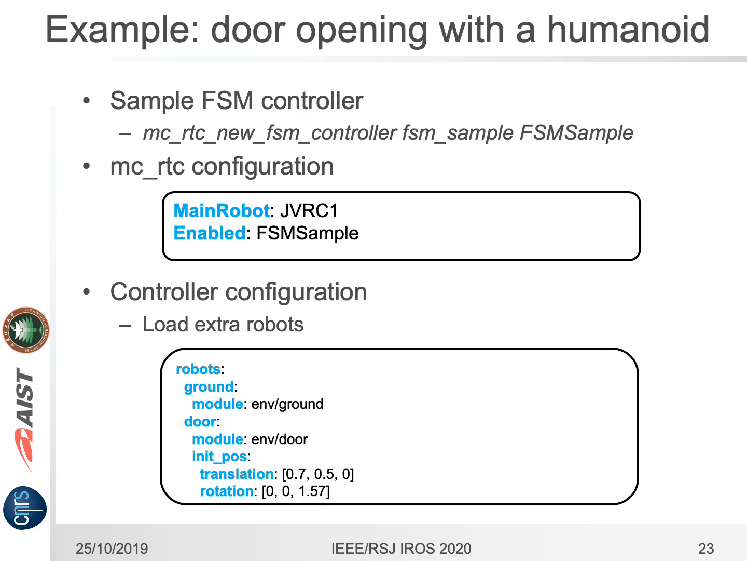Initial step almost identical to the regular controller. Extra configuration to the controller is to load extra robots, shown here, and note that yes, the door is a robot. Specify the constraints active on both robots. Specify extra collisions. Specify the initial set of contacts.